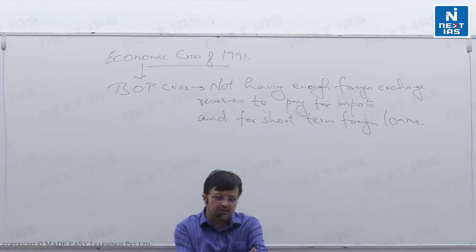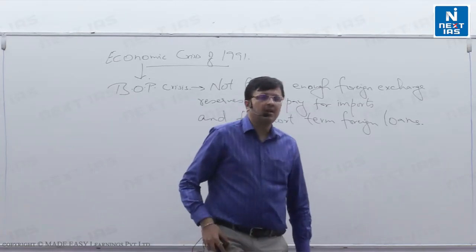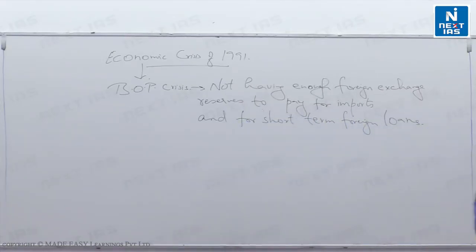which resulted in very, very fast increase in price of crude oil. Then you write the third point. You write very high current account deficit.